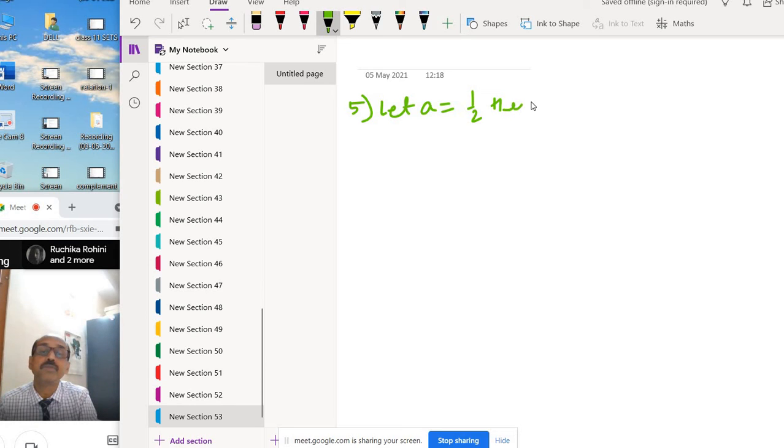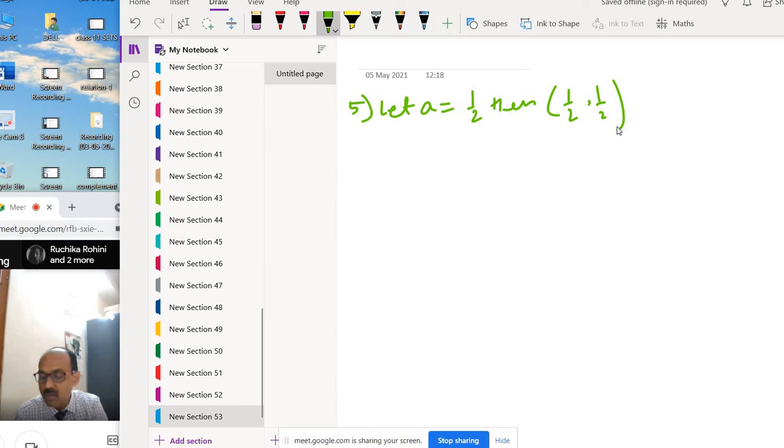Then (1, 1), (1 by 2, 1 by 2). Does this belong to R or not? (1 by 2, 1 by 2): does this belong to the relation R? Is it satisfied? Say 1 by 2 less than or equal to 1 by 2 cube. Is it possible? 1 by 2 less than or equal to 1 by 2 cube. 1 by 2 cube means 1 by 8.